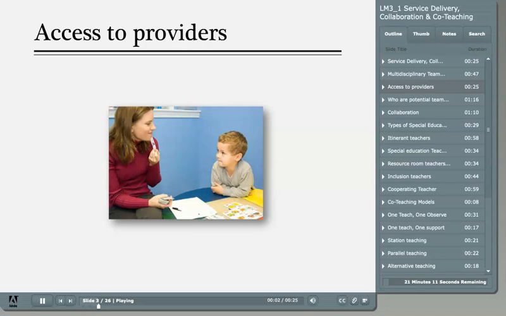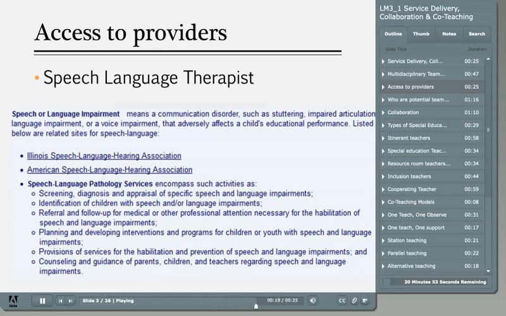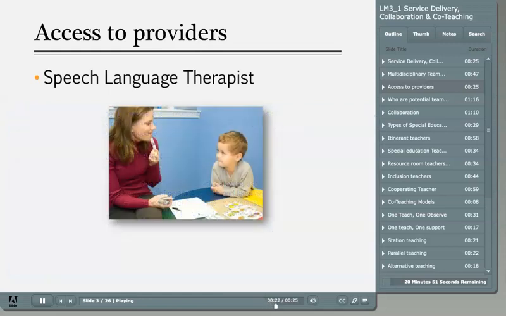So, the child who receives IEP services underneath the category of speech and language impairment would need access to a speech-language therapist to provide those services. The legal requirement is that students must have access to multiple professionals with an array of disciplinary expertise. So that is what we mean by the legal requirement for multidisciplinary teams.